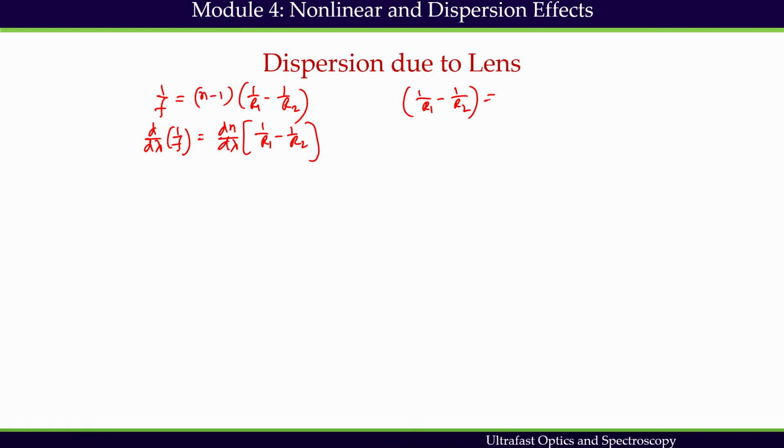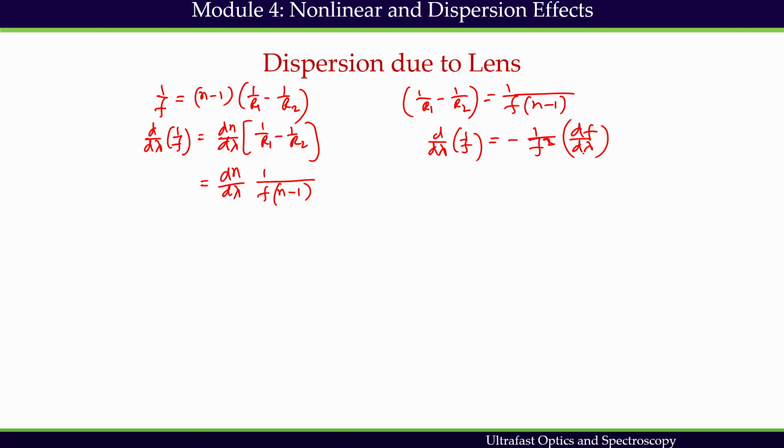This can be written as 1 by f multiplied by n minus 1. So I can replace this here: dn d lambda multiplied by 1 by f, n minus 1. Now the left hand side can be written as d lambda of 1 by f. This can be rewritten as minus 1 by f square, df d lambda. This is a simple derivative.